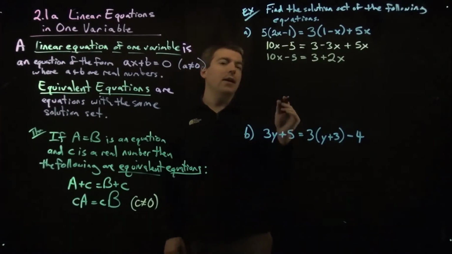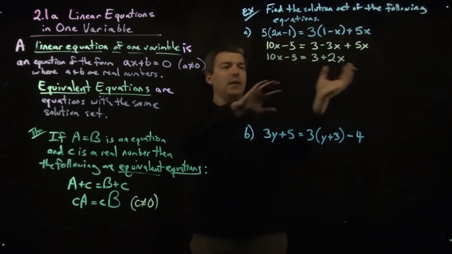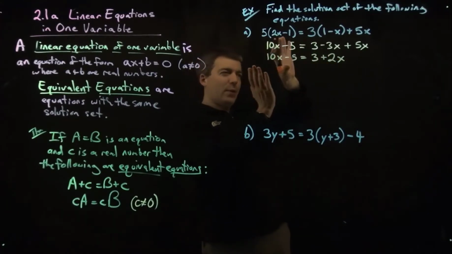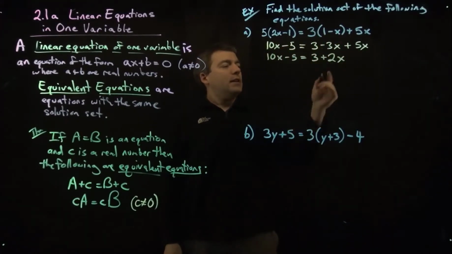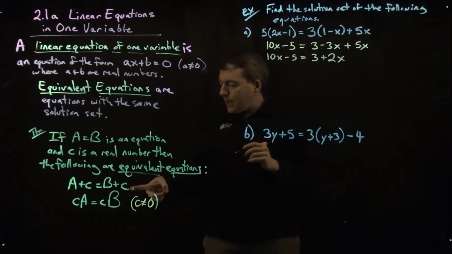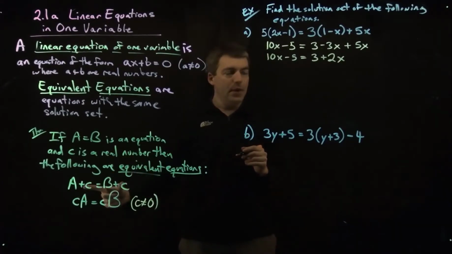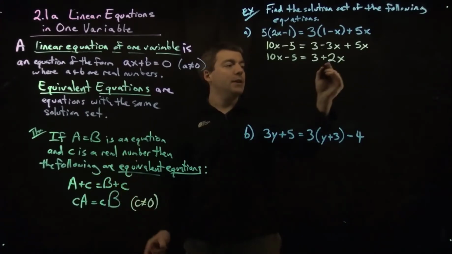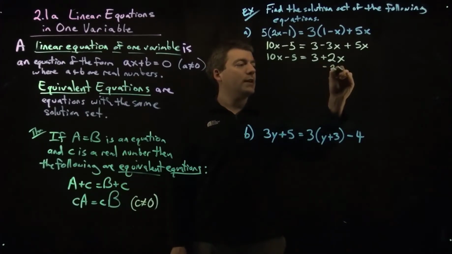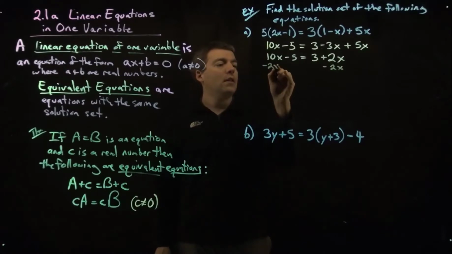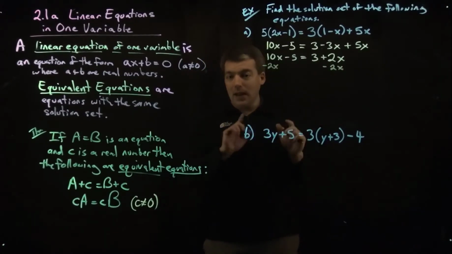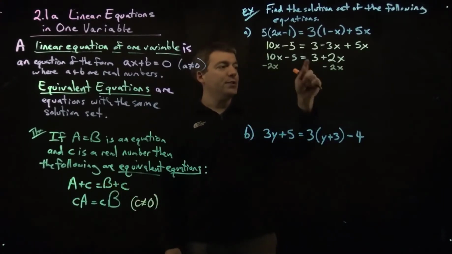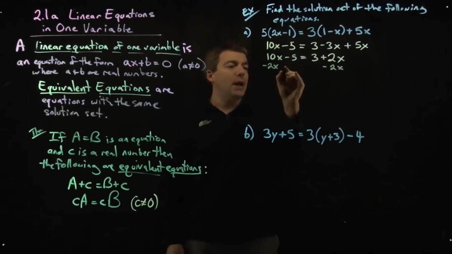Now, I'd like to get all the x's on one side. Let's move them all to the left-hand side, and everything without an x to the right-hand side. So I will use this property. We're going to subtract the same thing from both sides. I'm going to subtract 2x from both sides, and I will also subtract the 3. Actually, I'm going to add the 5.